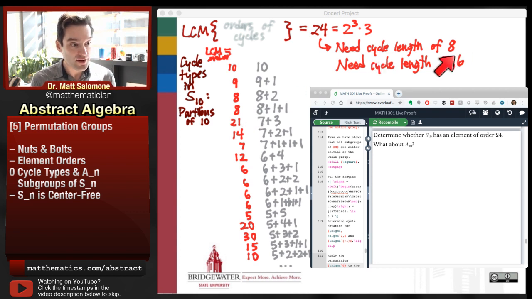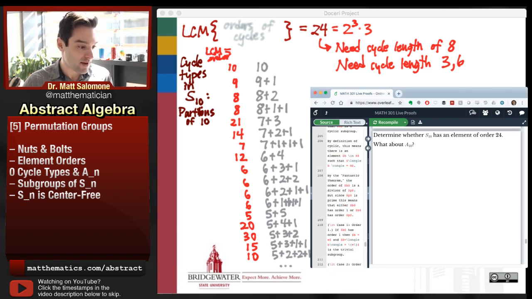If I started with a 6, then the way to get the least common multiple of 24 using a 6, is it even possible? I'm not even sure that it's possible. We could do 6 and an 8, right? The least common multiple of 6 with 8 would be 24, but again, I don't have 14 symbols to permute, so I can't have a cycle type of 8 plus 6. And so the answer to the question about whether S10 has an element of order 24 is no.